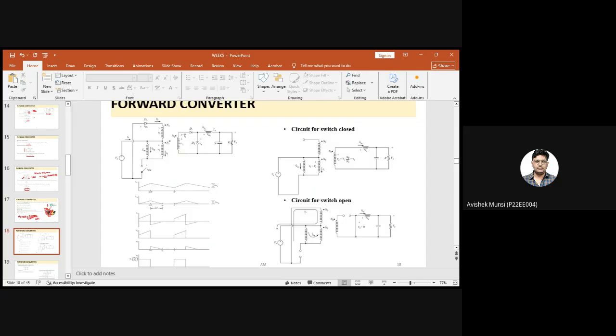So this is the forward converter. It has an N1, and this secondary is N2, and there is a tertiary winding N3. So the waveforms are similar to those of the buck converter.